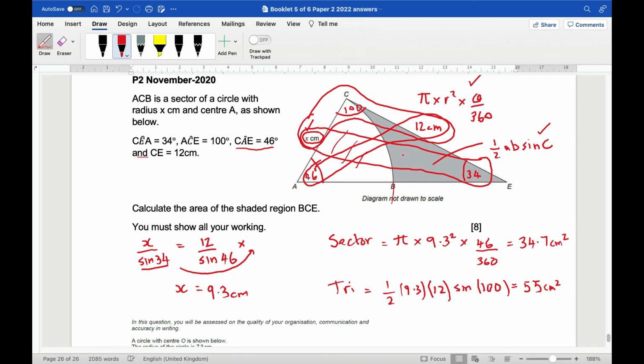So the shaded part is the triangle take away the sector, which is 55, take away 34.7, which is 20.3.